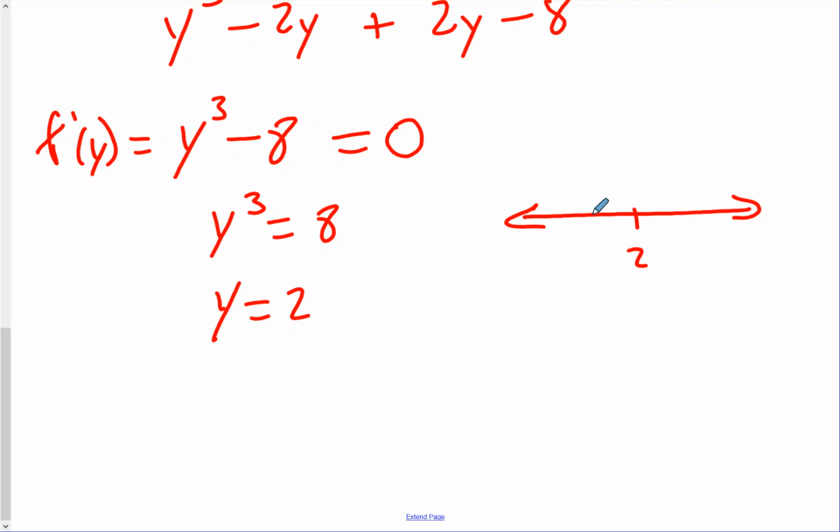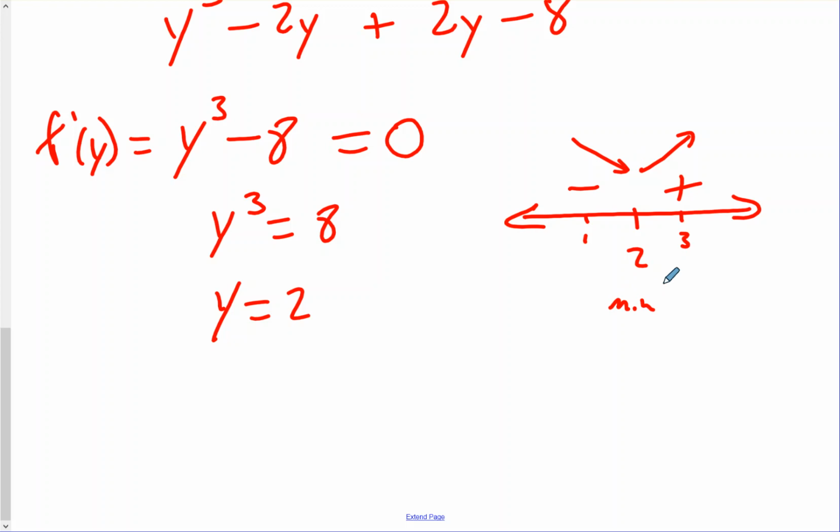Okay, so pick a value less than 2, let's say 1. Pick a value greater than 2, let's say 3. Plug it in. 1 cubed is 1 minus 8, so that's negative 7, so that's a negative. 3 cubed is 27, minus 8, that's 19, so that's positive. So we go from decreasing to increasing. So this is a minimum. Okay, so that's good. So y is 2.